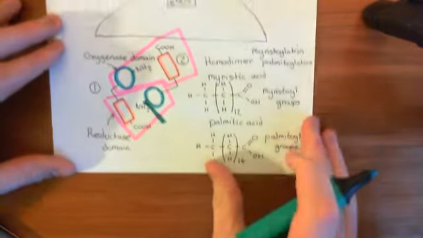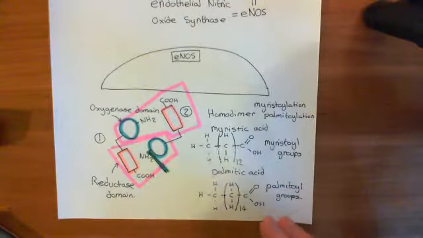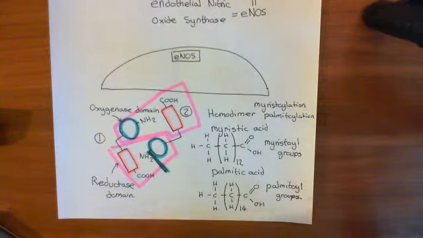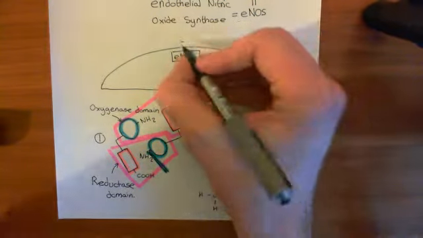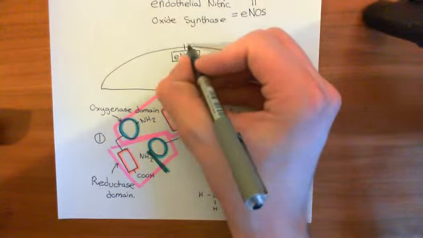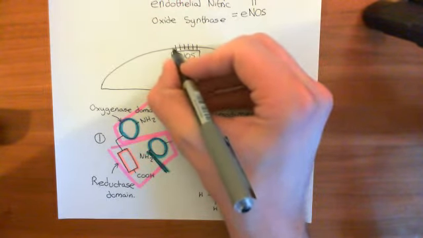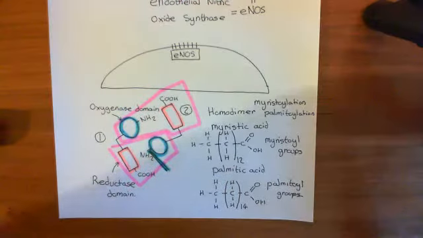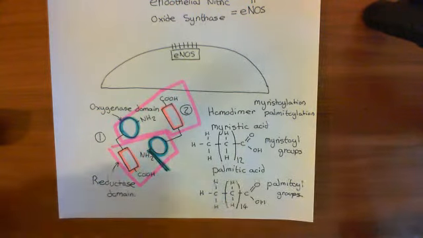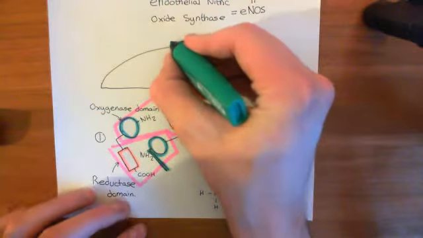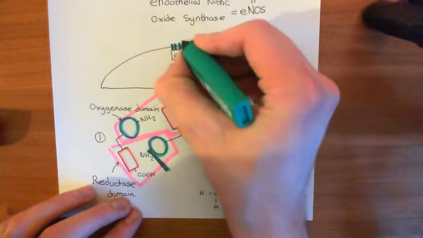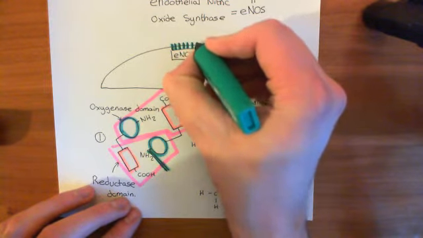Okay, and basically these are going to stick out from the eNOS homodimer, and they're going to allow you to implant the eNOS homodimer or suspend the eNOS homodimer in the plasma membrane, because these hydrophobic tails will want to stick into the membrane. They'll want to interact with the long chain carboxylic acid tails of the phospholipids that are in the phospholipid bilayer. Okay, so this is the way that eNOS can suspend itself at the plasma membrane.